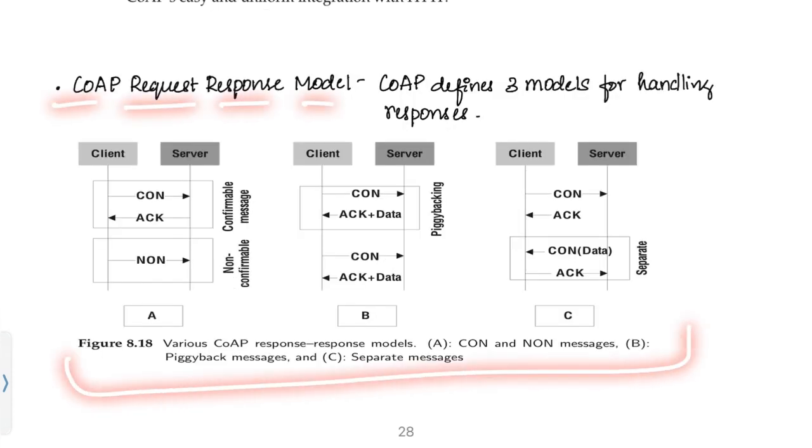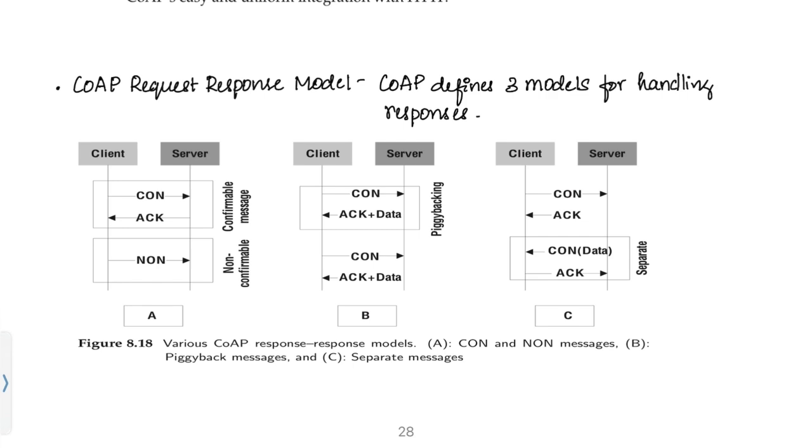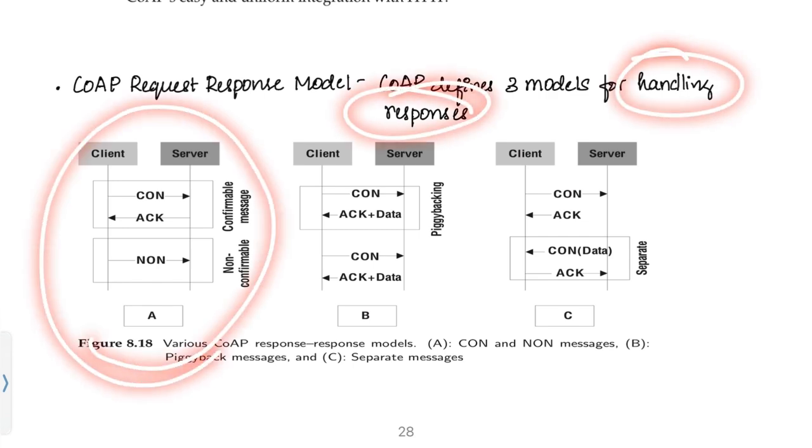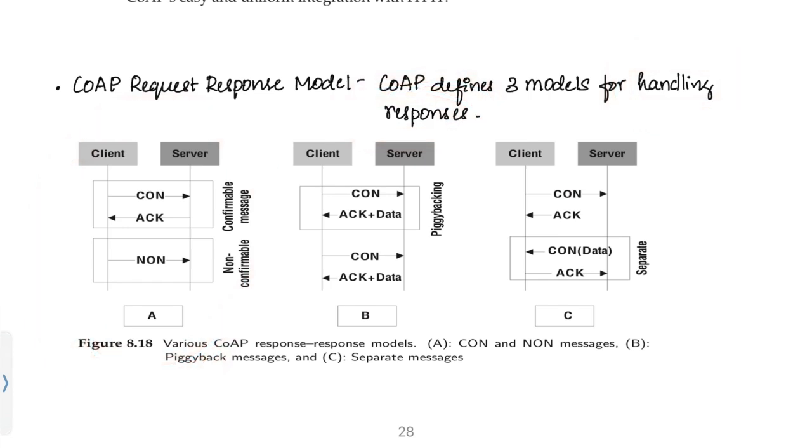So if you look at this diagram, there are three models here. Three models are used for handling the responses. The first model speaks about the confirmable and non-confirmable messages. Confirmable messages are those messages which will give an acknowledgement. So they are like reliable messaging. They'll need acknowledgement. If acknowledgement is not received, then the message is sent again.